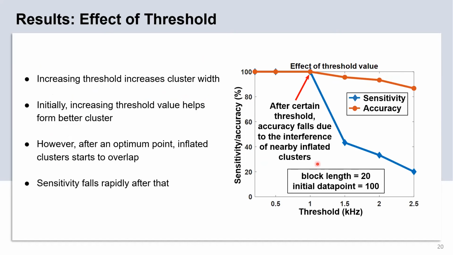The threshold value determines the radius of the circle around the center, so the width of the clusters. So if it's too high, the neighboring clusters start to overlap and the accuracy starts to drop, which can be seen here. So after the threshold value of 1 kilohertz, the sensitivity starts to drop because after this, the clusters start overlapping here.